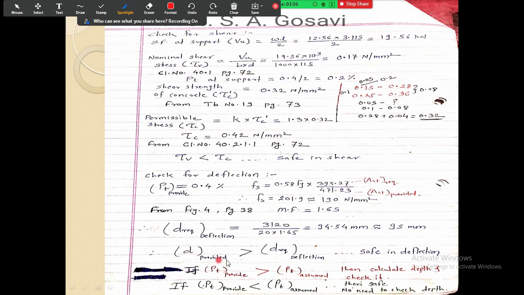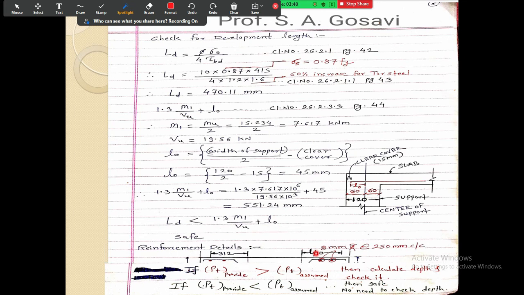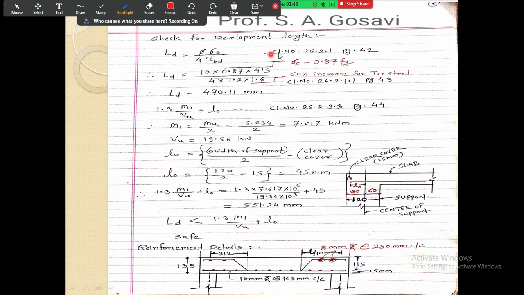So D provided is greater than D for deflection, hence it is safe. So this is the check for deflection, and then after that, check for development length. The formula for development length is Ld = φσs / (4τbd). This is the formula, and it is used from clause number 26.2.1, page number 42.